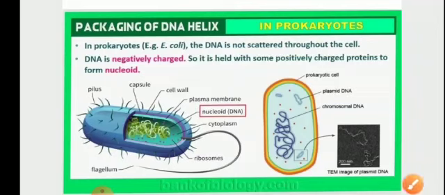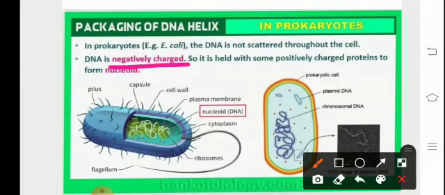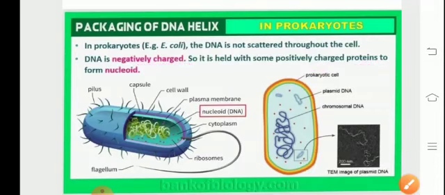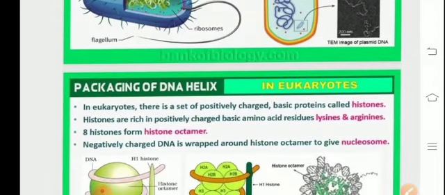So here the DNA is negatively charged because it has the phosphate groups, and it is held together by the positively charged histone proteins, and therefore on the whole DNA becomes electrically neutral. So the DNA packaging in case of prokaryotes is with the help of non-histone proteins.